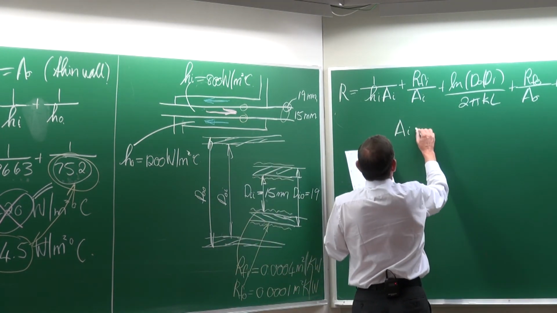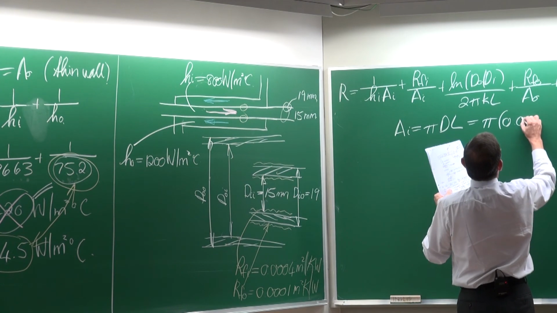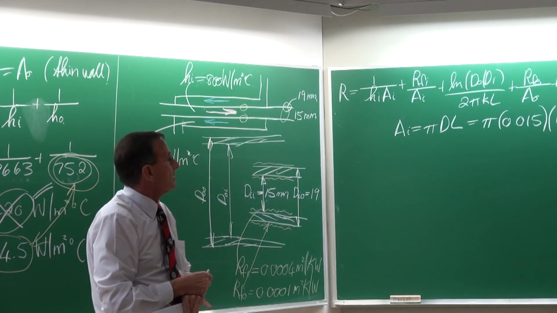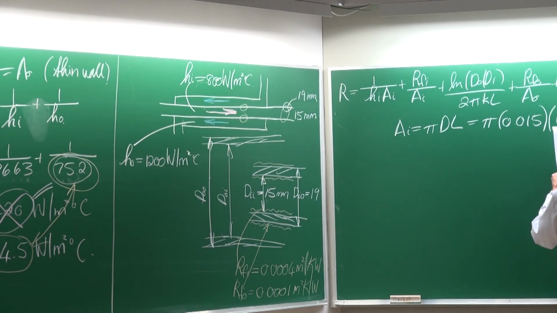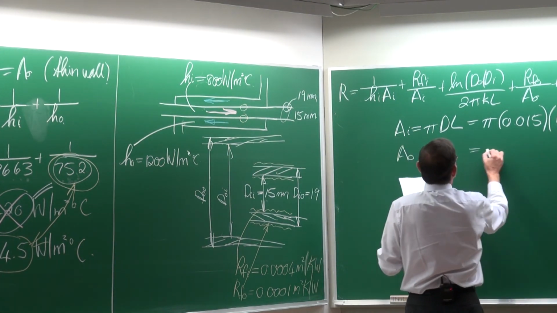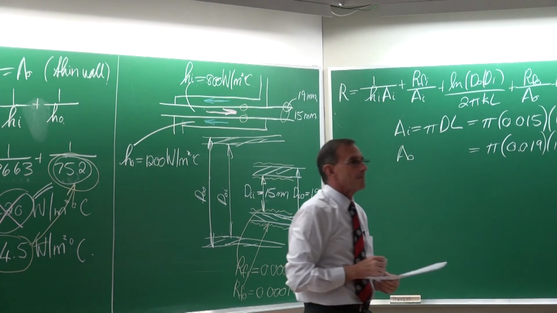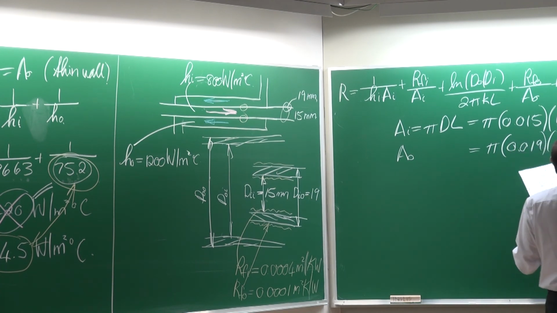You can go and calculate the area on the inside as equal to pi d l, and it is equal to pi multiplied by 0.015, and we are going to do it per meter, so the length is going to be 1 meter. So this area is equal to 0.0471 square meters per unit length. Going to do it then on the outside. In this case it is 19 millimeters, and this is going to be 0.0597.